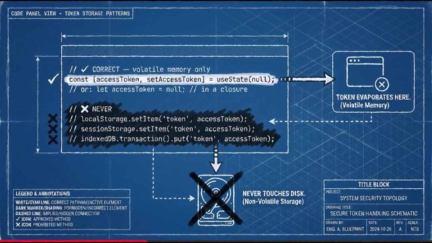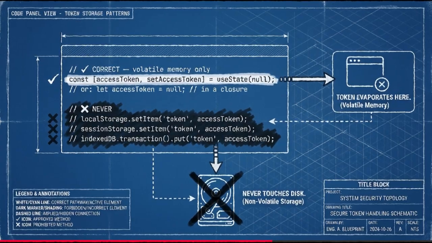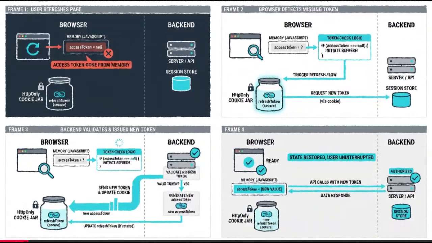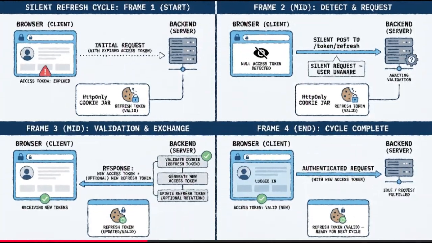Let me clarify the memory aspect. When you specify volatile JavaScript memory, you mean the token is stored in a standard variable, like a React state object or a JavaScript closure. The credential evaporates the exact moment the user closes the browser tab or refreshes the page because it never touches the actual hard drive. Correct. By keeping access tokens in volatile memory, the architecture prevents physical disk persistence. It limits the credential's lifespan to the active browser session.